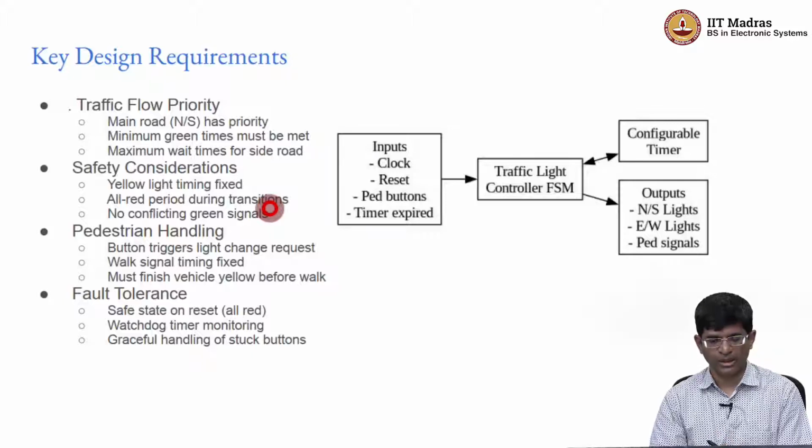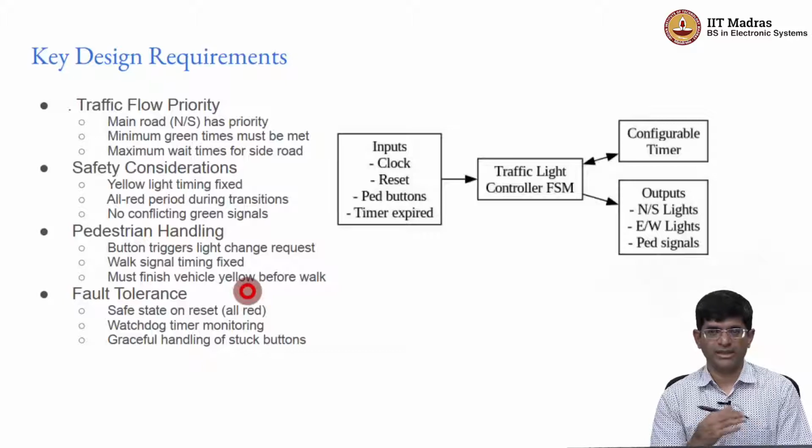Now how do we handle pedestrians? The buttons will trigger a light change request. The amount of time for the walk signal will be fixed, it must be fixed, and also we must have this thing where we actually finish the vehicle yellow before turning on the walk signal. Same as before, right. I mean, we want to make sure that while there is a possibility of traffic going through, we do not accidentally ask pedestrians to start walking.